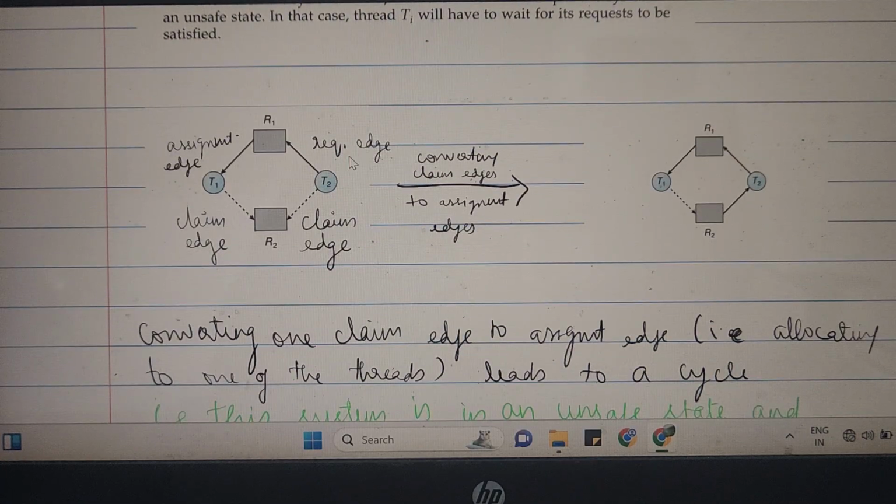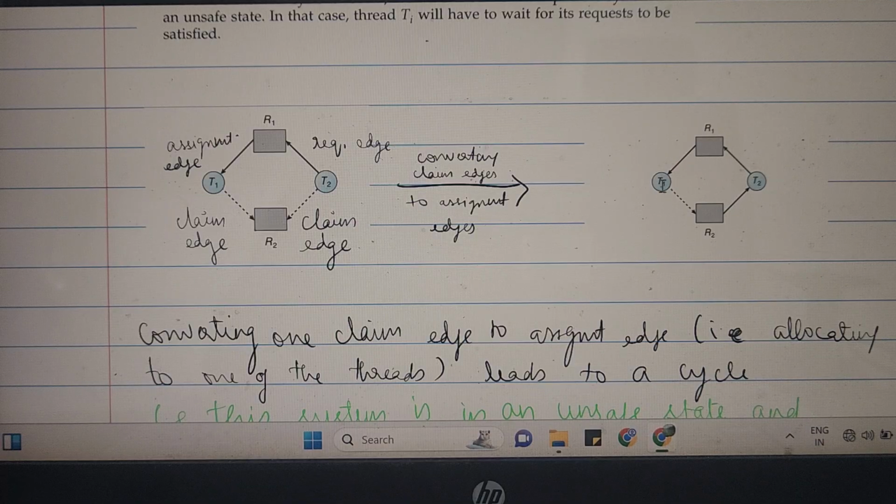Let me repeat that. This is a claim edge, meaning T2 is saying, at some time in future I will need R2, I don't need it right now. So let us say that time instance in future comes, T2 asks for R2, at some time it is going to ask, right? So it asks, and this claim edge will become a request edge. Now supposing I allocate R2 to T2, so that request edge, I make it an assignment edge. I make it an arrow from R2 to T2. So that is what I am doing here.